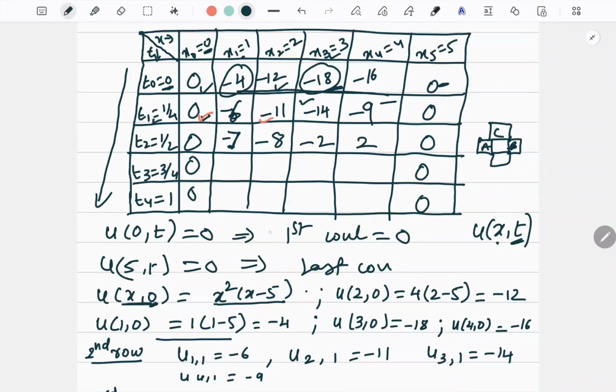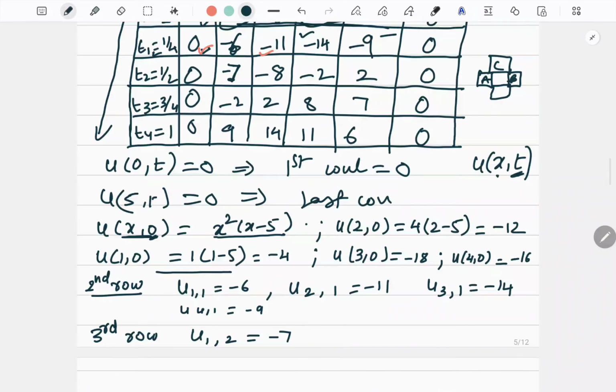Now this process you repeat till the end. So minus 2, 2, 8, 7, 9, 14, 11 and 6. And same way you write down all the values here. This is your answer. Simple.